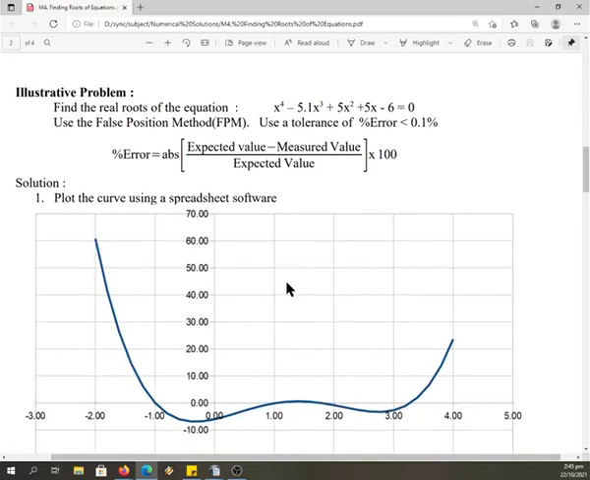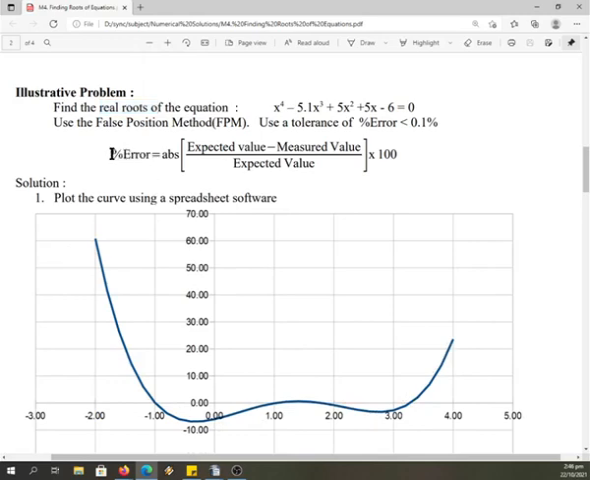Now, in the illustrative problem, let's consider this equation. X to the fourth minus 5.1 x cubed plus 5x squared plus 5x minus 6 equals 0. Now, in this problem, we are to determine the real roots of the equation. And by the way, the false position method is geared towards finding only the real roots. Now, there are cases where the method employed, the FPM, is not applicable.